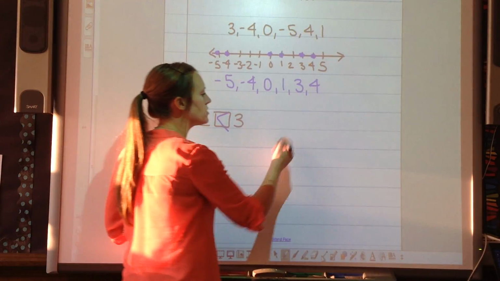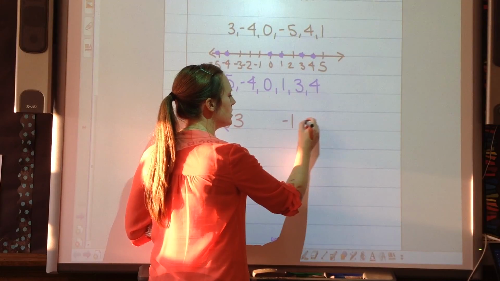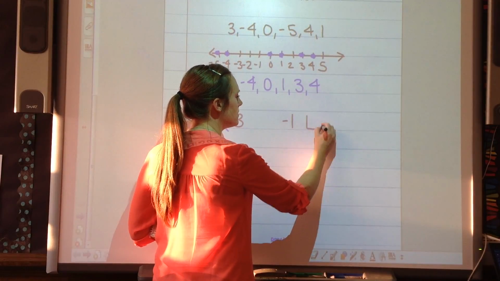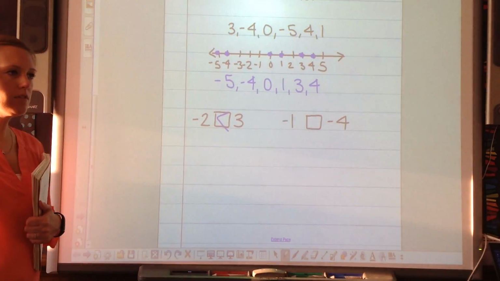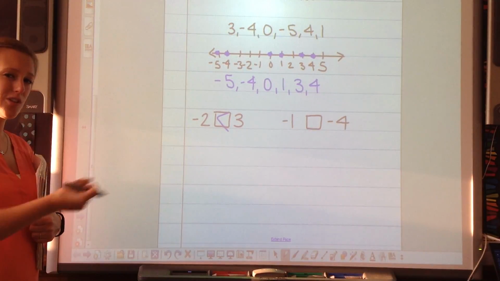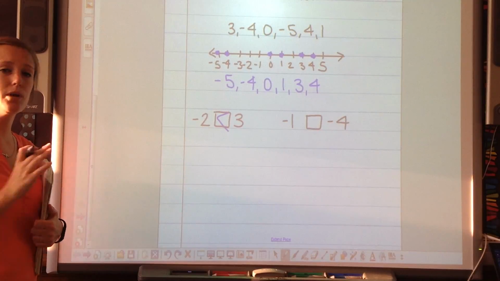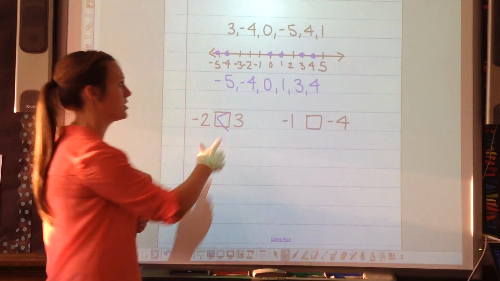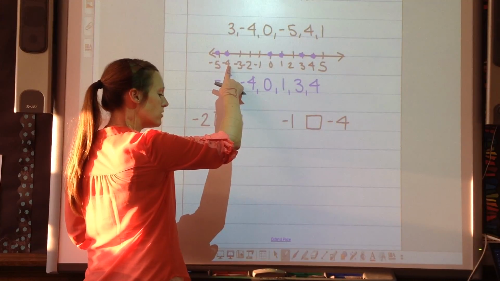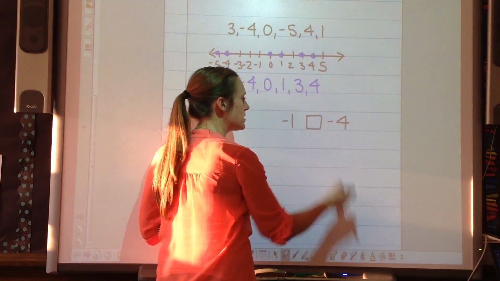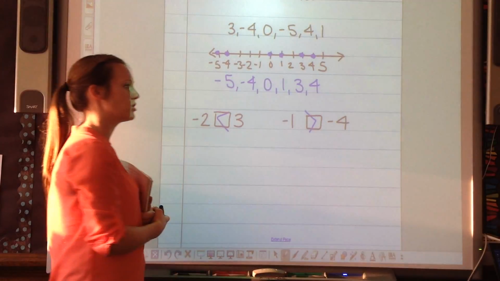The one that always tricks people up is the one that looks like this, when we're comparing two negative numbers. Think of a number line. The number that's furthest to the left is smaller, or the number that's furthest to the right is larger. Here's -1, here's -4. This is the smaller value because it's to the left. So -1 is actually larger.